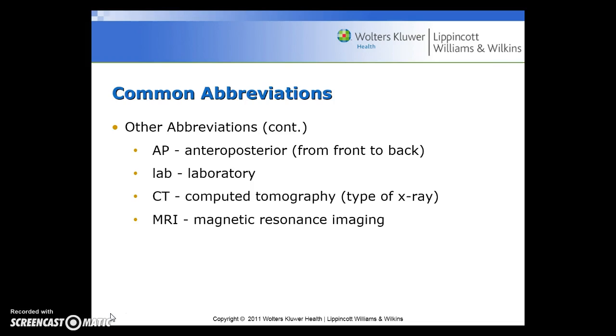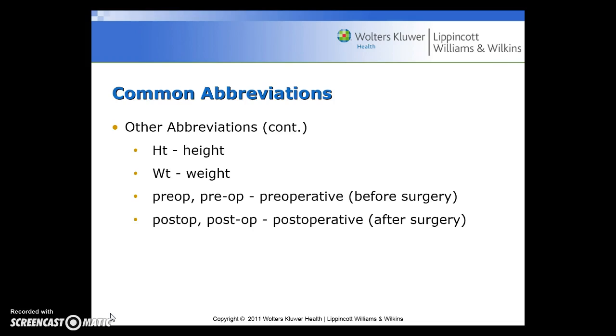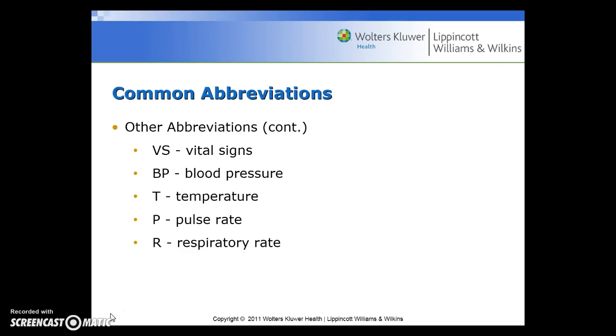AP for anterior-posterior, from front to back, lab for laboratory, CT for computed tomography, a type of x-ray, and MRI for magnetic resonance imaging. HT for height, WT for weight, pre-op or pre-op with a dash for preoperative, before surgery, post-op or post-op with a dash for post-operative or after surgery. VS, vital signs, BP, blood pressure, and you can see that these are uppercase. Uppercase T for temperature, uppercase P for pulse rate, uppercase R for respiratory rate.